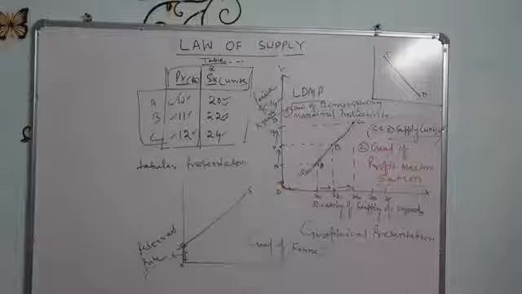The demand curve slopes downwards from left to right, and the supply curve slopes upwards from left to right. This is the difference between the demand curve and the supply curve. Remember it. When a question comes, either on demand or supply, you must go through your question paper and see very carefully what the question is asking, otherwise the answer will be totally wrong.